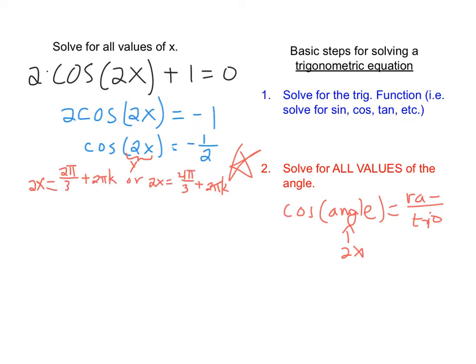Hopefully you remember that there are two places within one revolution of the unit circle where the cosine of an angle is going to be -1/2. One of them is in the second quadrant, at 2 pi over 3. And then, of course, you want to get all of its coterminal angles, so we add plus 2 pi k. And then the other one is at 4 pi over 3, plus 2 pi k.